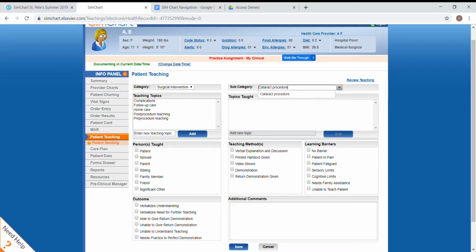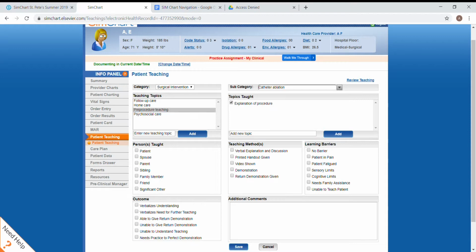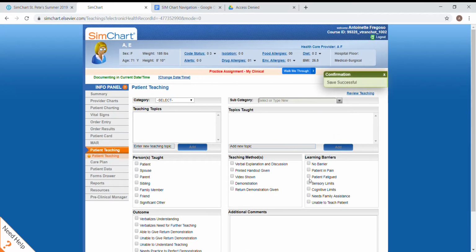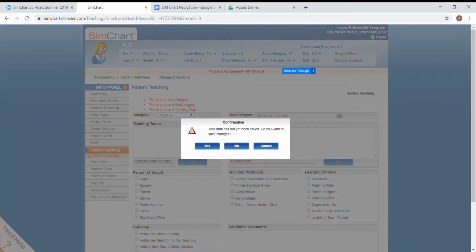We'll say they had an ablation, pre-procedure teaching, explanation, add. So I think you get it. Again, if you have any questions or concerns or you're just overwhelmed, I know it's a lot of information, but I just like to show you all of that stuff that we went over.